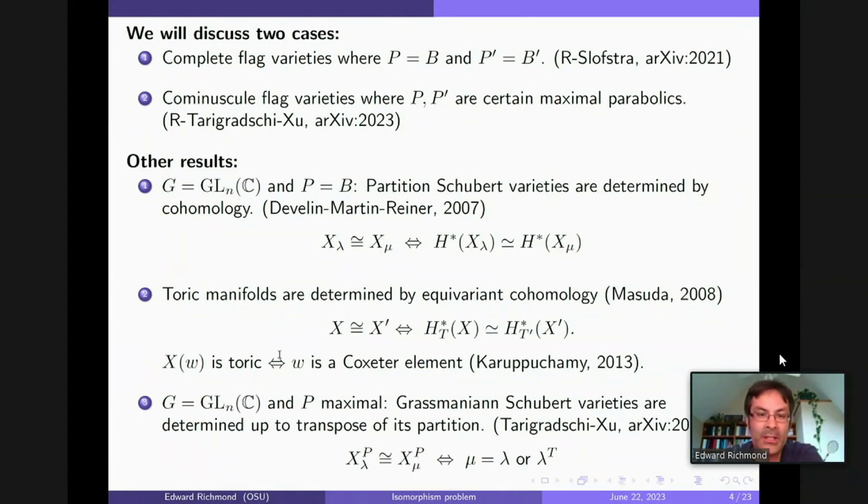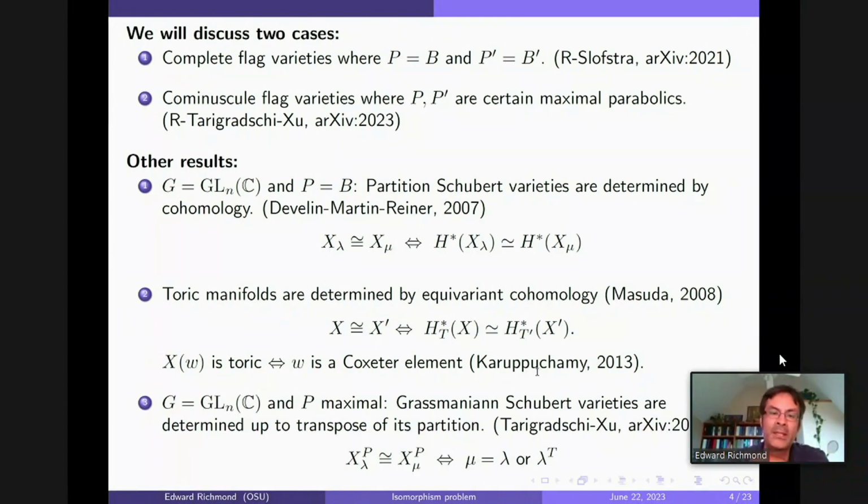This is the result of Masuda in 2008, where if you have two toric manifolds, they have to be algebraically isomorphic if their torus equivariant cohomologies are the same. So toric manifolds aren't always Schubert varieties, but some of them are. There's a later result by Karuppuchamy that says that a Schubert variety is toric if and only if its indexing element is a Coxeter element, which just means that it's a product of distinct reflections. So this gives some sort of a classification of isomorphism classes for these toric Schubert varieties.